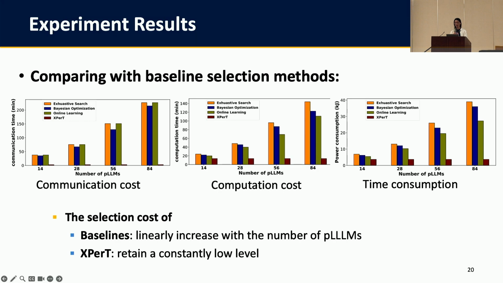And then we compare EXPERT with three baseline selection methods. And from these three figures, we can clearly see a difference in the scalability. For the baselines, the selection cost almost linearly increases with the number of models. So this makes them impractical when there are too many models to select.